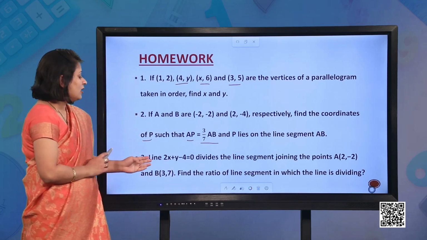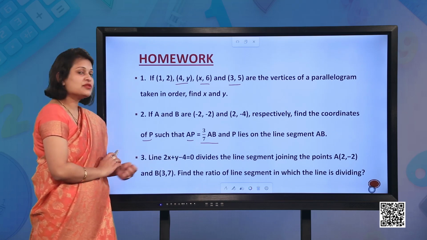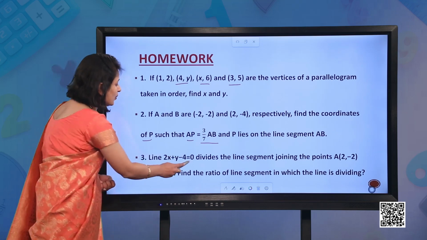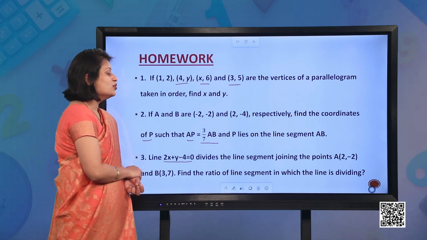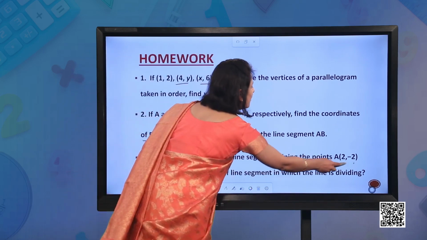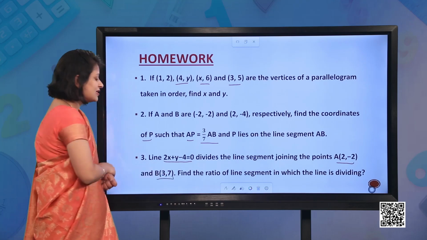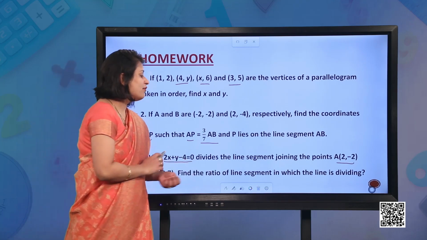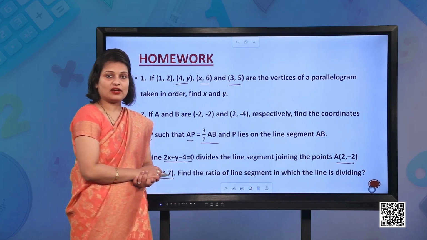Third, the line 2x plus y minus 4 is equal to 0 divides the line segment joining the points A (2, -2) and B (3, 7). Find the ratio in which the line is dividing the line segment.